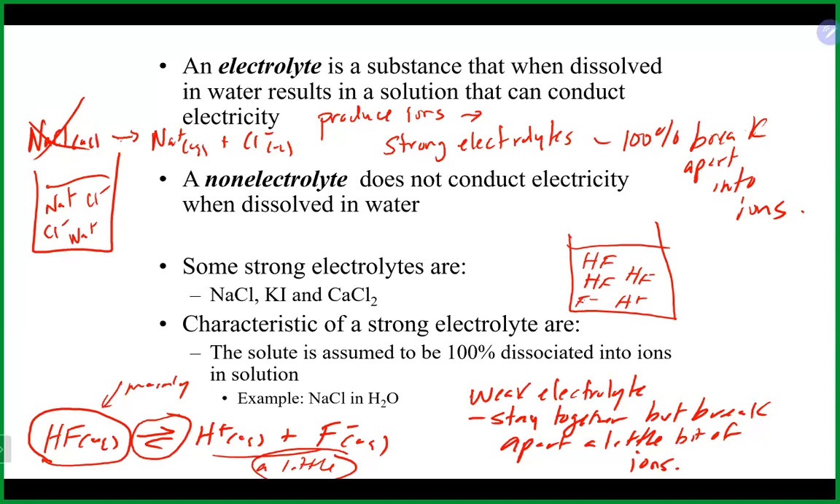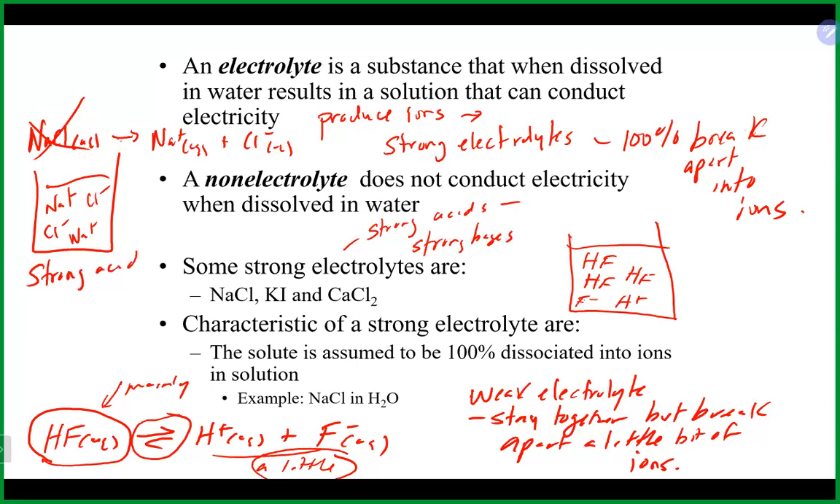So some strong electrolytes: sodium chloride, potassium iodide, calcium chloride, pretty much anything that's an ionic compound in most cases is going to be a strong electrolyte. Also strong acids and strong bases are also strong electrolytes.